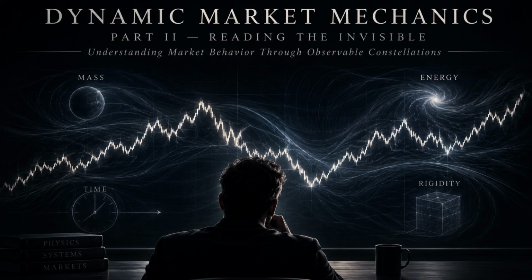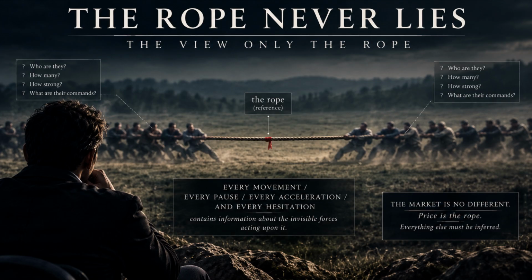Introduction. The first part of Dynamic Market Mechanics introduced the hidden physical variables governing price movement. Mass, energy, time, rigidity. These variables cannot be observed directly. No trader can measure them with certainty. Instead, every market leaves behind observable traces. The objective of DMM is not to measure the hidden forces themselves. The objective is to reconstruct them. This reconstruction begins by learning how to read the fingerprints they leave behind.